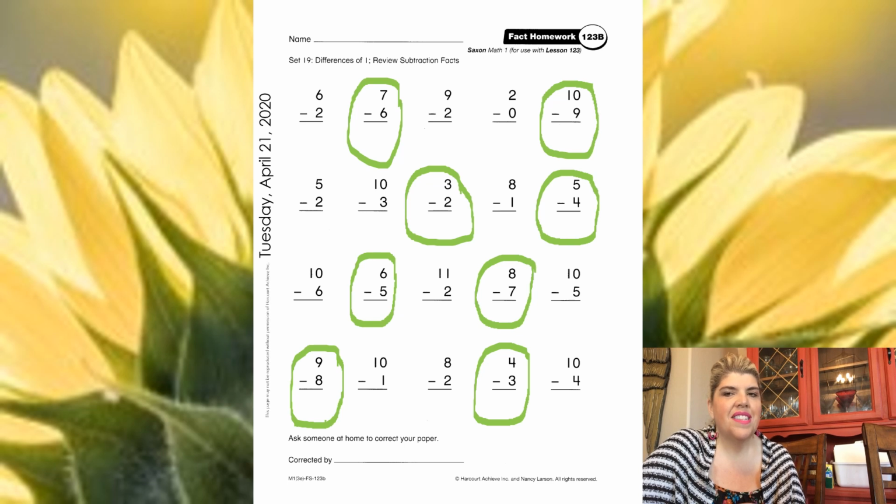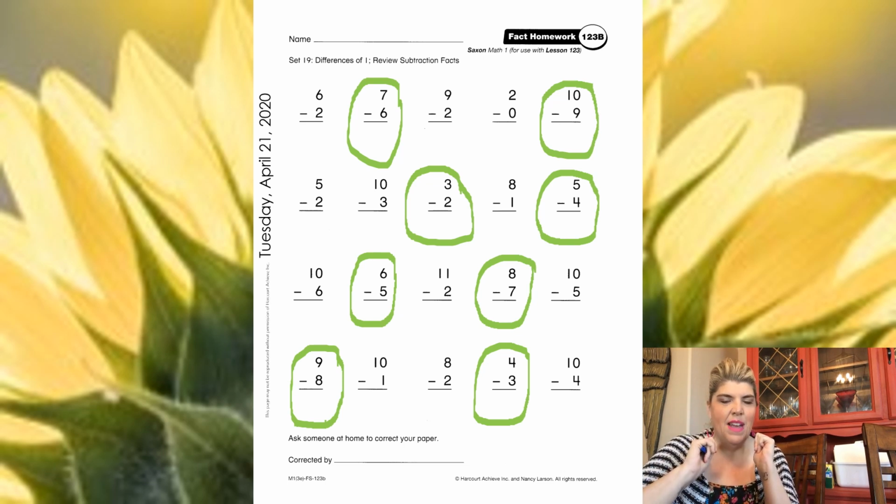Okay, boys and girls, stop. Put your hands up. Okay, remember, if you're not done, don't worry about it. We're working on our fluency and we're going to try to get quicker so we're ready when we go to first grade, okay?